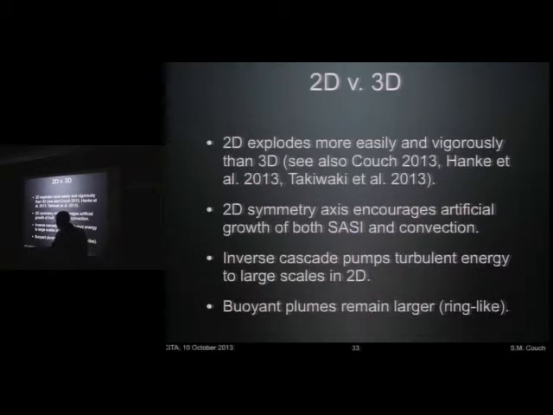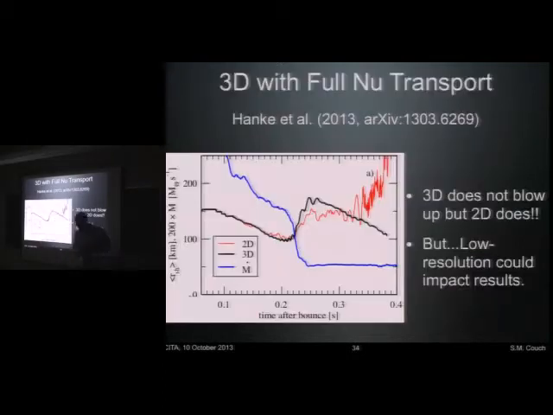And buoyant plumes, which is a very important structure in these simulations, remain large in 2D, and they are ring-like, which is quite artificial as compared to 3D. Now recently, the German group has published, I didn't update the reference on this either, sorry, a full 3D neutrino transport simulation. Very, very expensive, but rather low resolution. But what they find excited me.